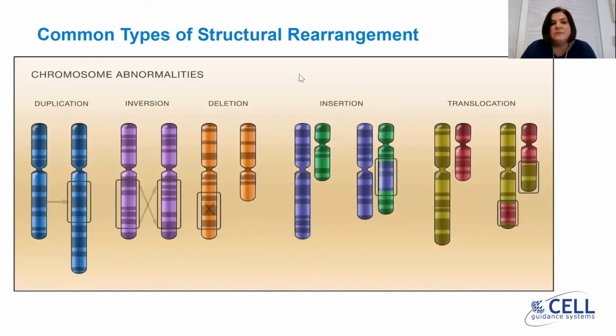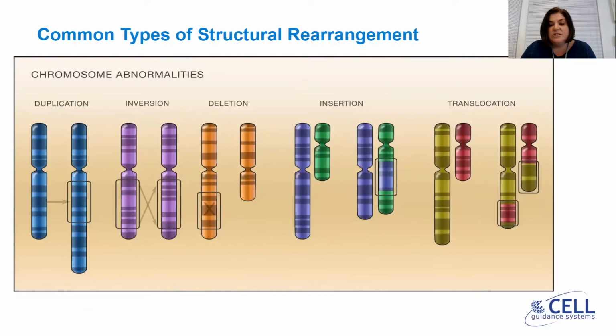So I've discussed some types of numerical change, and this diagram shows some of the common types of structural rearrangement that we see within chromosomes. It doesn't demonstrate all of them. There are also isochromosomes and ring chromosomes, amongst others. But to start with, we've got duplication. That's straightforward. That's just duplication of material within a chromosome.